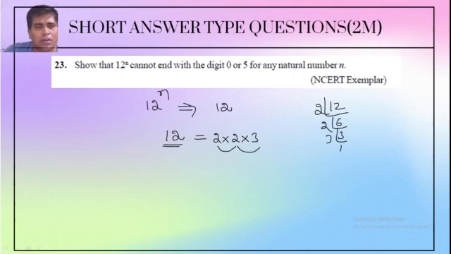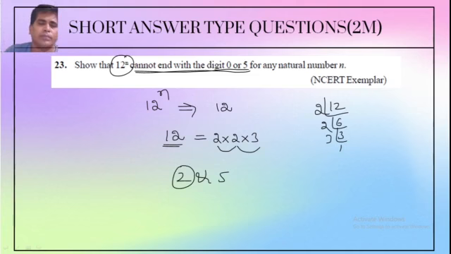So what is the question? 12 to the power of n can't end with 0 or 5. To end with 0 or 5, 12 should have prime factors 2 and 5. So we have only two prime factors here. To end with 0 or to end with 5, it should have 2 and 5 as factors. So 2 is a factor we have, but we don't have 5 as a factor. We don't have 5 as a factor.